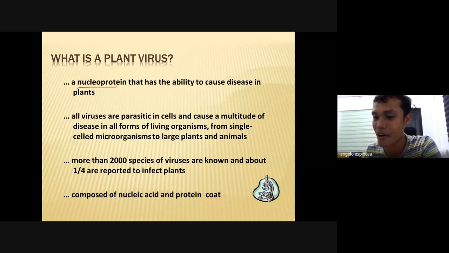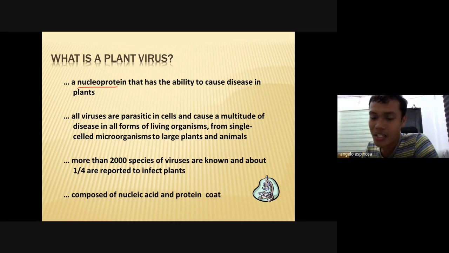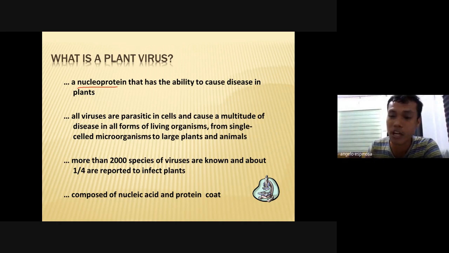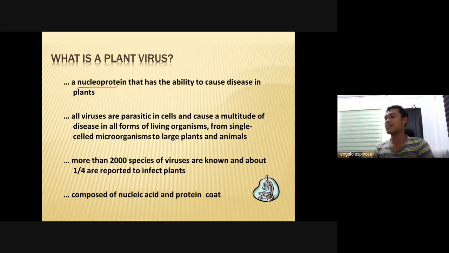So that is virus. It will affect first a single cell and then it will multiply, from one cell to another cell, until it spreads. So that is plant virus, okay? And there are about 2,000 species of viruses in plants. About a quarter of these, more or less 500 species of plant viruses, have already been reported and observed to infect plants.